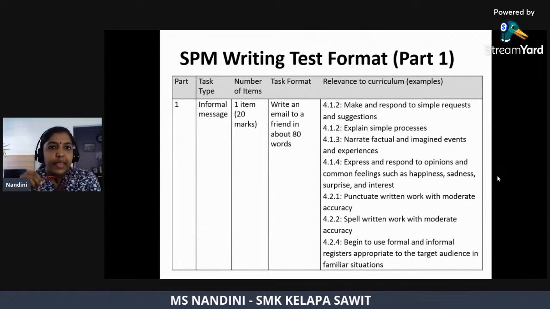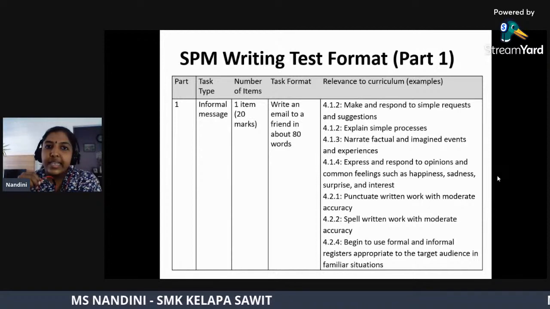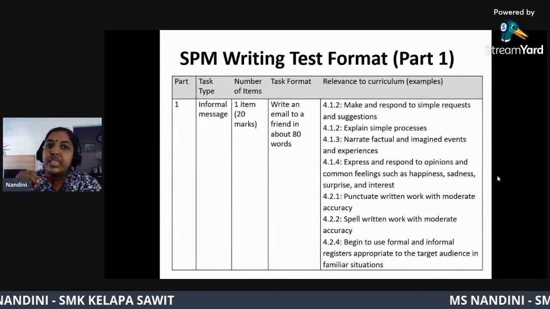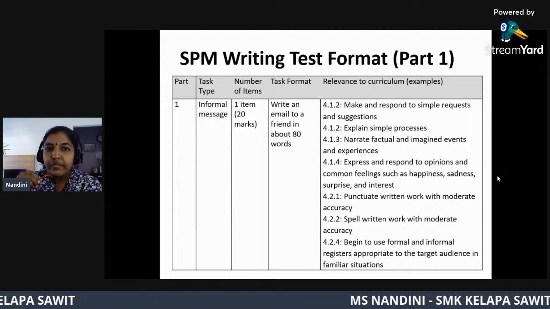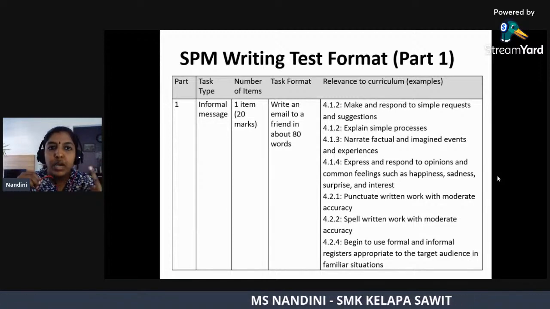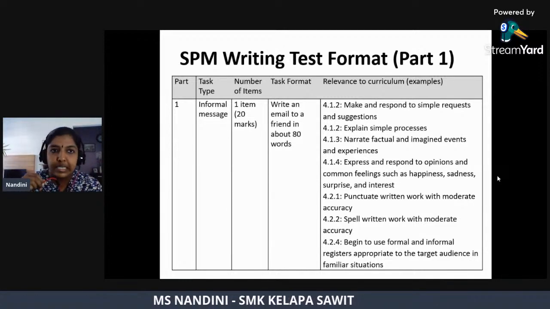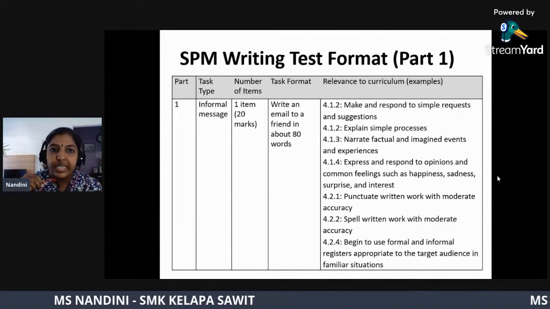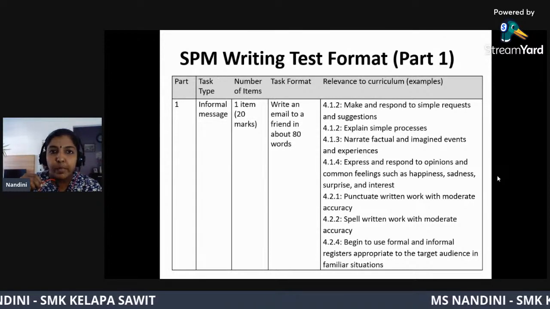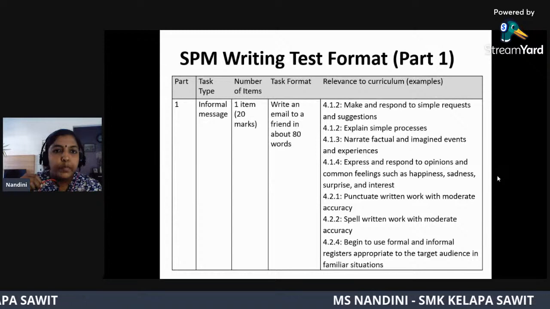Okay, these are the relevance to curriculum, the forms and functions they have been learning. So like 4.1, 4.2 are all relevant to the first task, informal message writing. 20 marks and it's a compulsory task. Next, Izul.